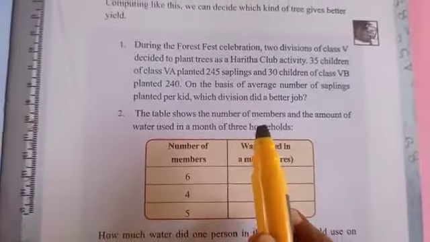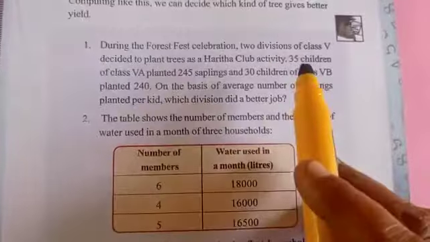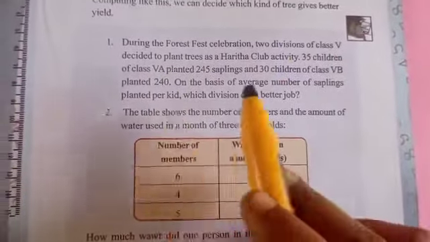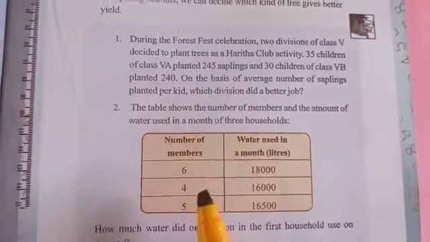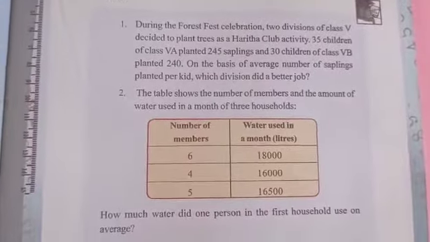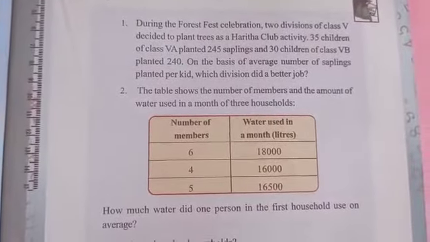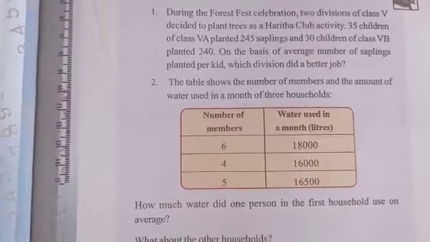Here are two classes, 5th A and 5th B. In 5th A, 35 children and in 5th B, 30 children. 35 children planted 245 saplings and 30 children planted 240 saplings. Then find out the average number of saplings planted per kid. Which division did a better job?